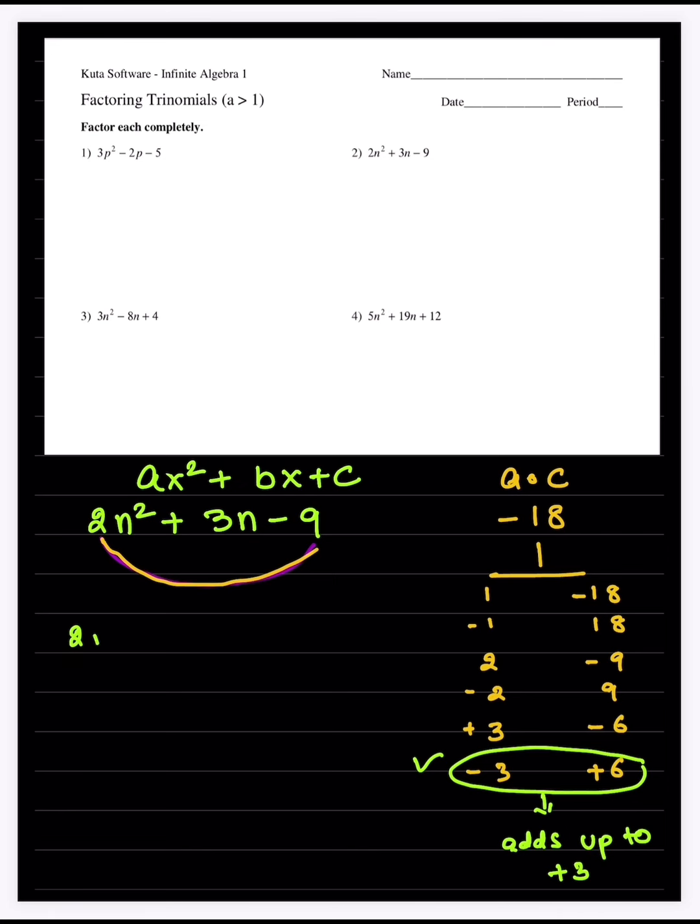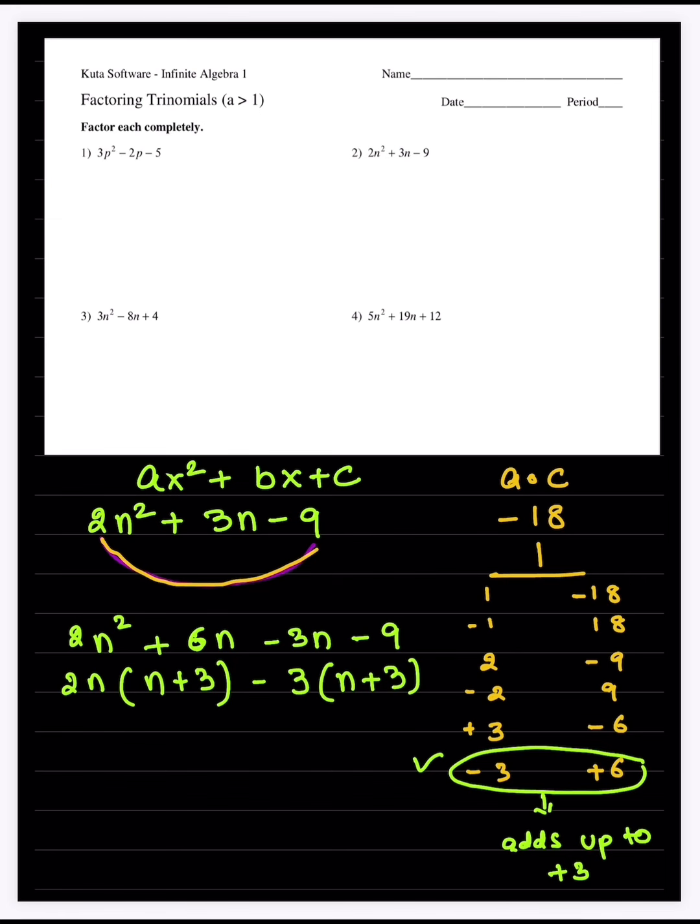Now once we have figured out our factors, I will go ahead and rewrite my expression: 2n squared plus 6n minus 3n minus 9. Now you can go ahead and group them into first two terms and last two terms. The GCF, the greatest common factor, of the first two terms is 2n. So I can factor out 2n, which will leave me with n plus 3. And from the last two terms, the GCF is negative 3, which will again leave me with n plus 3.